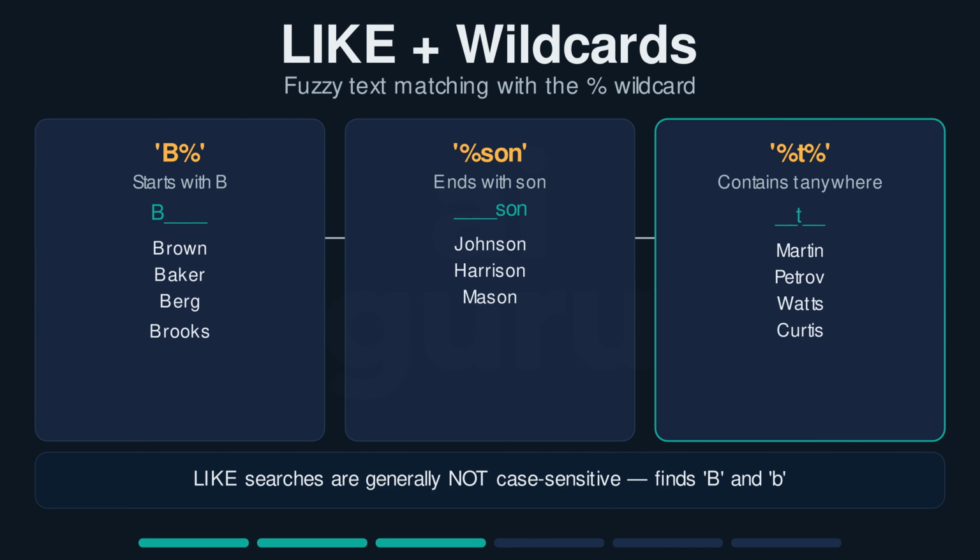Yes. And if you put the percent sign on both sides, like percent sign, T, percent sign, you are telling the system, I don't care what is at the beginning, I don't care what is at the end, just find me T somewhere in the middle. Oh, that was so useful.